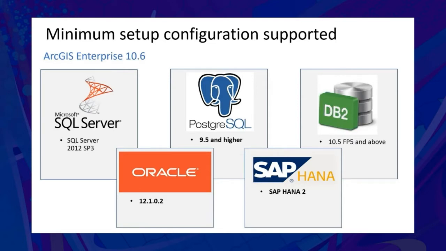Branch versioning support was introduced with ArcGIS Enterprise 10.6. We support all the standard database platforms. For PostgreSQL, Oracle, and SAP HANA, the version is bolded here since the version required to support branch versioning is different than the minimum version requirement for 10.6.